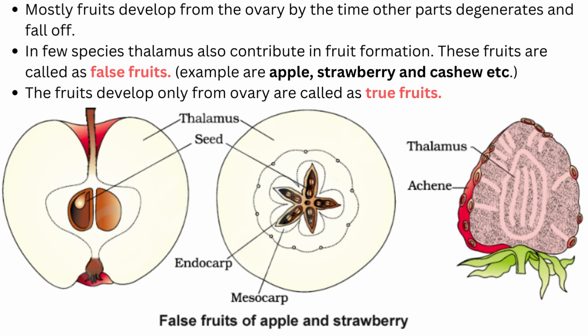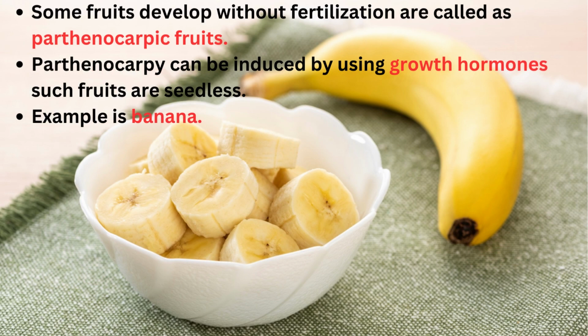As you can see in the diagram, false fruits, apple and strawberry. Thalamus is present on the inside in strawberry, with achenes on the outside. Thalamus is present on the outside of apple, and seed, endocarp and mesocarp are present inside the thalamus. Some fruits developed without fertilization are called parthenocarpic fruits. Parthenocarpy can be induced by using growth hormones. Such fruits are seedless. Example is banana.